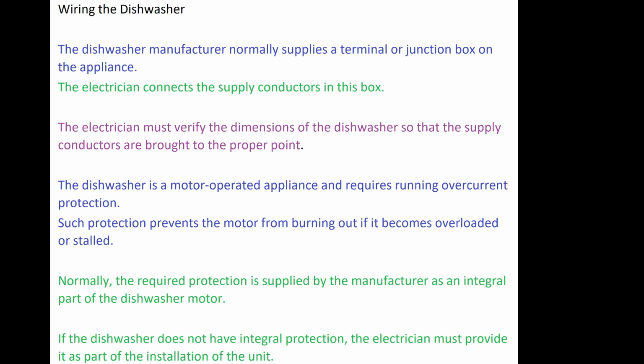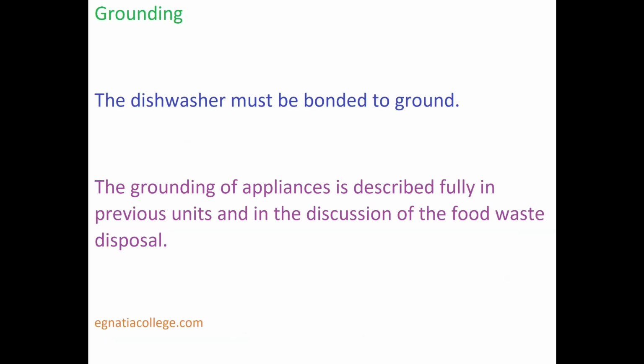Normally, the required protection is supplied by the manufacturer as an integral part of the dishwasher motor. If the dishwasher does not have integral protection, the electrician must provide it as part of the installation of the unit. Grounding. The dishwasher must be bonded to ground. The grounding of appliances is described fully in previous units and in the discussion of the food waste disposal.